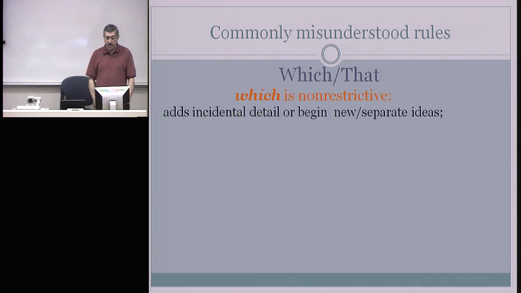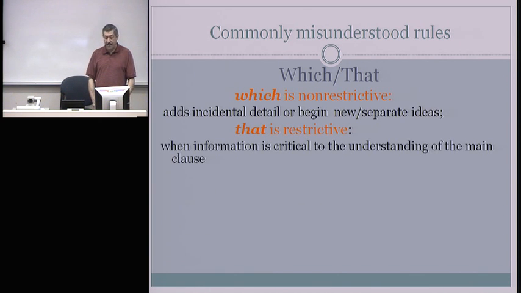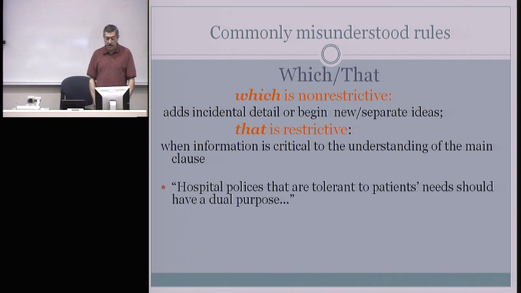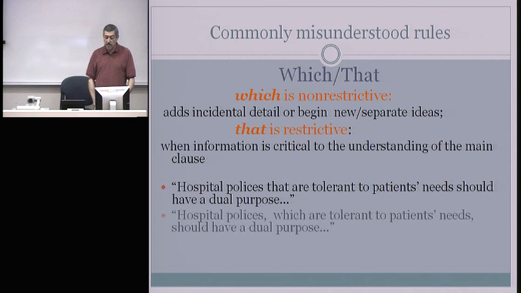Which is non-restrictive. It adds more detail or new ideas, separates ideas. Where that is restrictive, the information is critical to the understanding of the main clause. And here's some examples using that. Hospital policy that are tolerant to patients' needs should have a dual purpose. That's restrictive. It's part of the sentence and the idea. Where with which, it's not necessary. Hospital policies, which are tolerant to patients' needs, should have a dual purpose. And you notice which requires commas, where that does not.